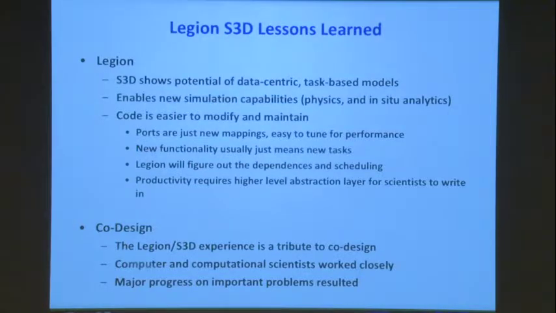Productivity requires a higher level abstraction layer for scientists to write in, so we can take advantage of this separation of concerns, where we only write code that we understand in sequential languages, and then the compiler and runtime take care of the stuff underneath. And I think working together with computer scientists and mathematicians is a good one in this sense of co-design. These problems would have been difficult to tackle on our own.